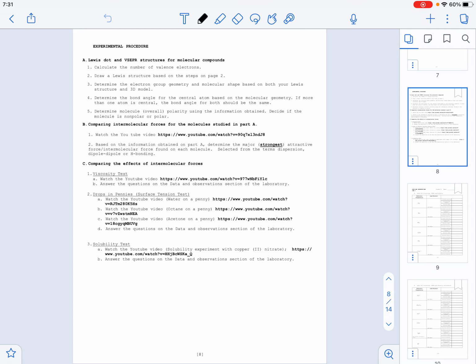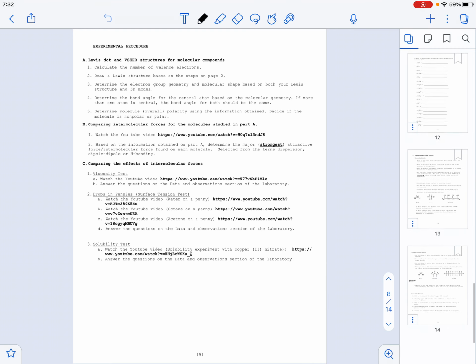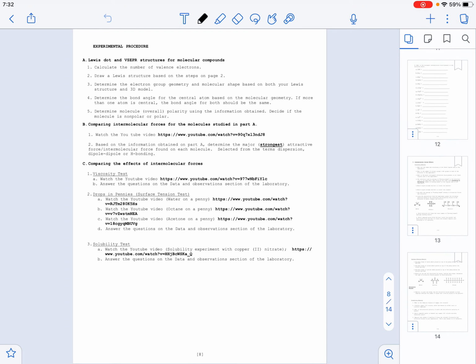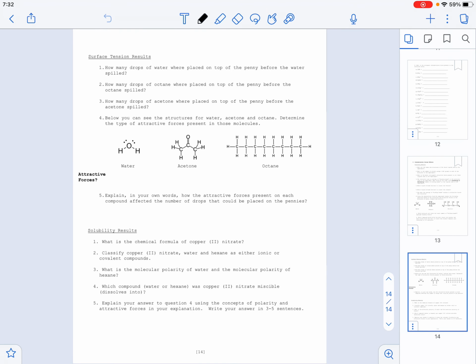In this solubility test, there's another YouTube video. In that video, you're going to see a person utilizing a chemical compound called copper 2 nitrate and trying to dissolve it in 2 different substances. You're going to see which one of the substances he uses solubilizes the copper 2 nitrate better. Now, for items C2 and C3, you can see that the questions for those parts are on page 14.